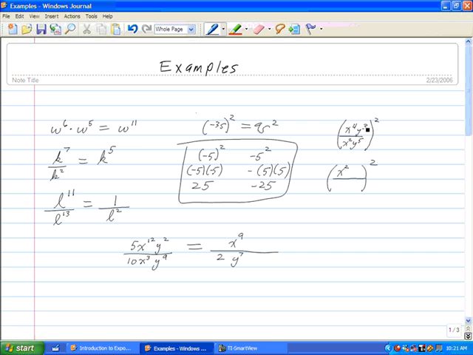3rd power on the top, 5th on the bottom. 5 minus 3 is 2. There was more on the bottom to begin with, so that's where the answer is left. So now the inside is completely simplified. Let's deal with this. Power rule, right? 2 times 2. I'm not adding here. 2 times 2 is an x to the 4th. 2 times 2 is a y to the 4th. And there is your final answer.